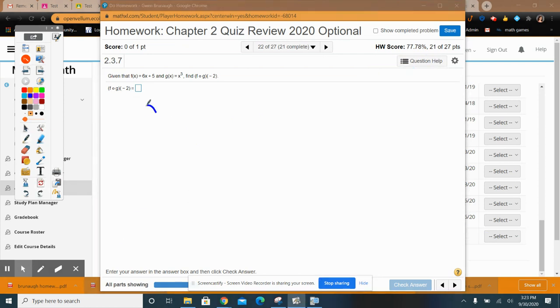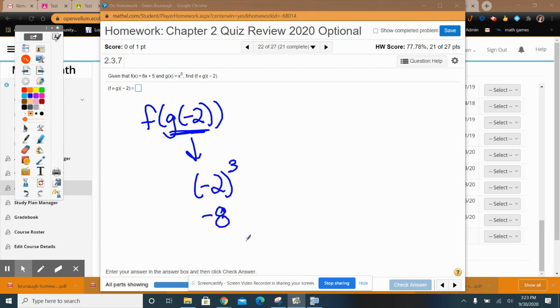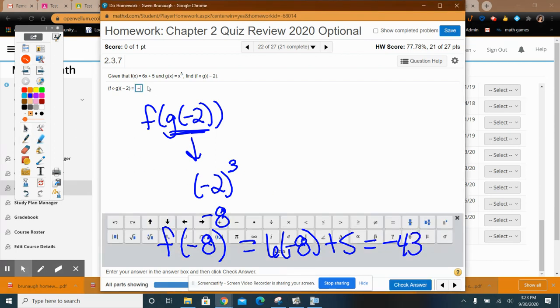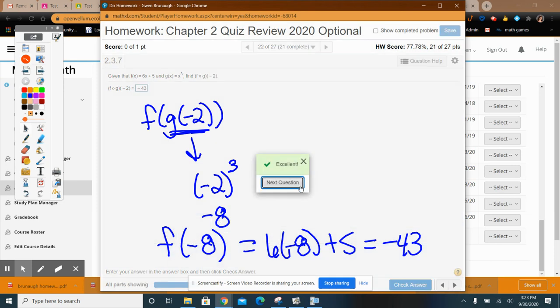Okay, moving on to some composing. f of g of negative 2. We're going to start with g of negative 2. G of negative 2 is negative 2 to the third. That's negative 8. So my new problem is f of negative 8. Well, take negative 8, plug it into f, and that's 6 times negative 8 plus 5. It's negative 48 plus 5, which is negative 43. So you do g of negative 2, you get an answer, and you plug it in to the next one.